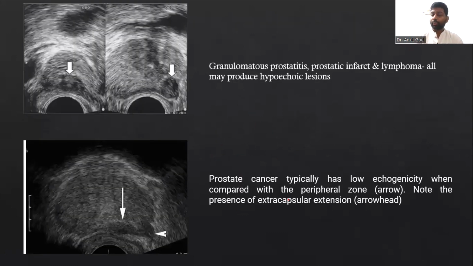And even a hypoechoic lesion, apart from cancer, might be because of granulomatous prostatitis, infarct or lymphoma. So all of these might appear as hypoechogenicities in the ultrasound.